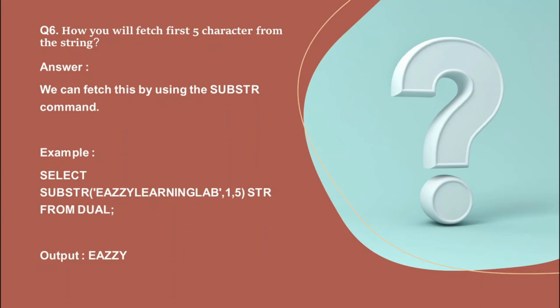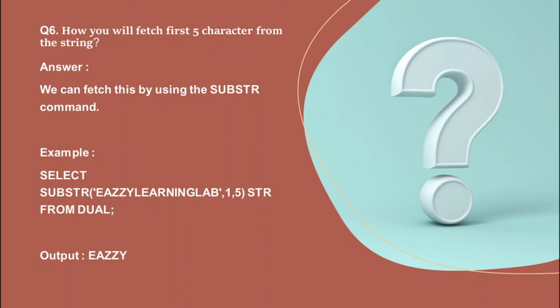Select substr, bracket. If I have a string like eazzylearninglab, as of a channel, it is eazzylearninglab. First, 1 means the position from which we have to start, and 5 means how many characters we have to count. So what is the first position? E is the first position, EAZZY. So how many? 1 2 3 4 5. So what is the output? Eazzy. So this way you can get the first 5 characters from the string.